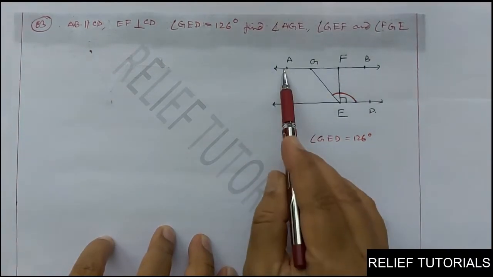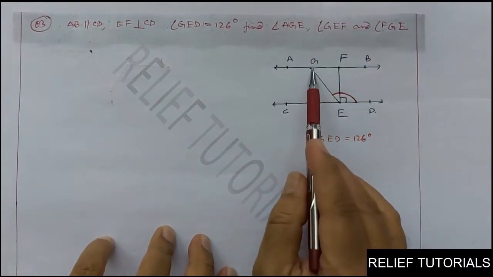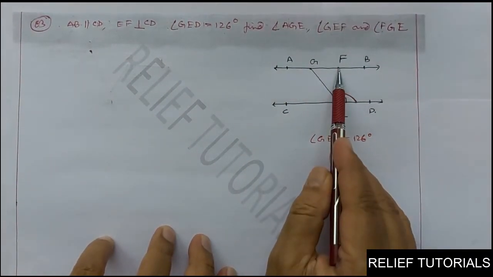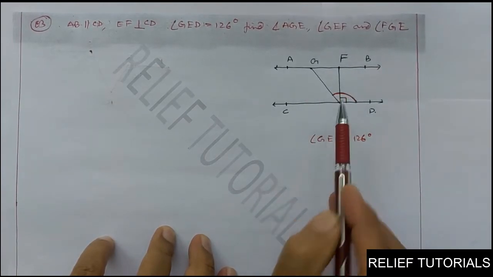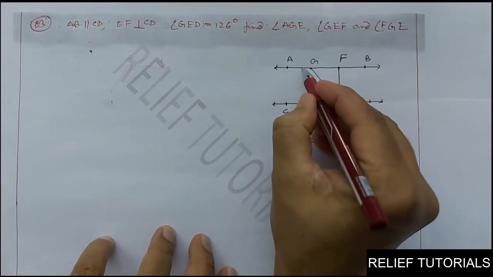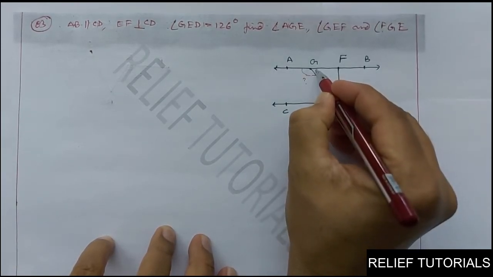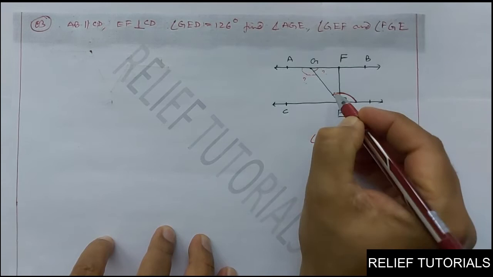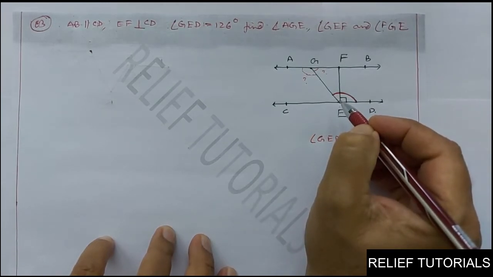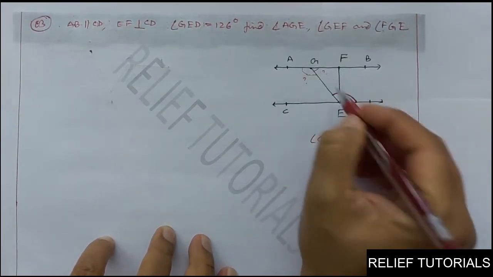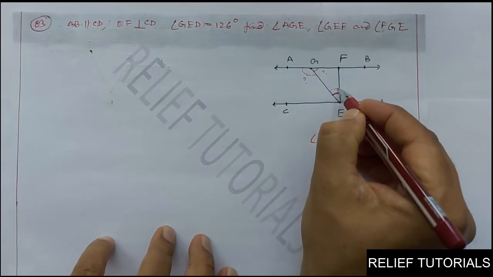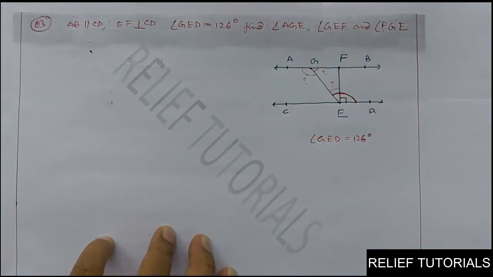You have to find angle AGE, angle GEF, and angle FGE. So these angles you have to find out. This is a question mark, this you have to find out. FGE and GEF, this you have to find. This many angles you have to find.